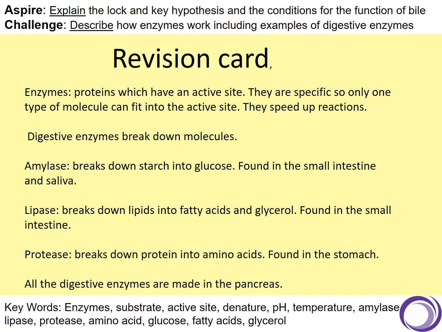Digestive enzymes are those ones which break down molecules. There are 3 that you need to be aware of. So amylase for carbohydrates. Amylase breaks down starch into glucose, and it's found in the small intestine and saliva. Lipase breaks down lipids into fatty acids and glycerol, and is found in the small intestine. Protease breaks down proteins into amino acids, found in the stomach, and all of these digestive enzymes are made in the pancreas.